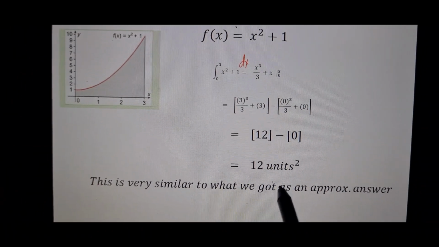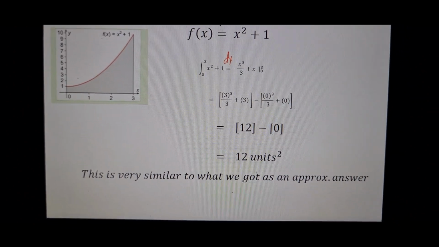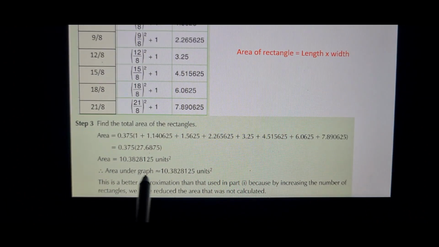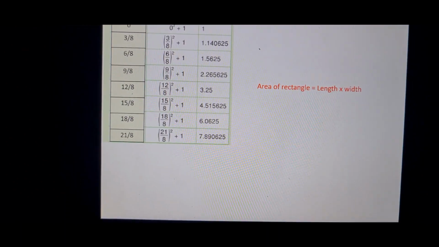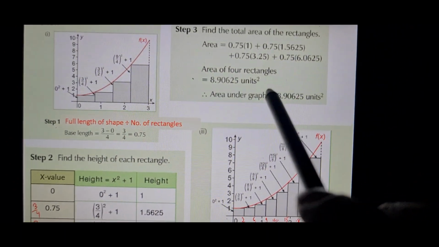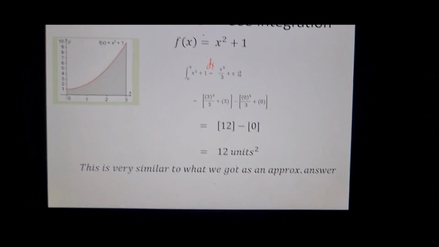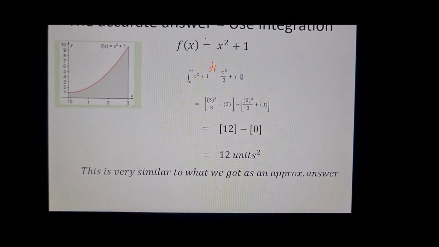So you can see it is similar to the answers we got for our approximations. So our approximation here, when we had the 8 rectangles, was 10.38. When we only had the 4 rectangles, it was 8.9. So obviously we are getting the accurate answer of 12, but it's not too far away from what the 2 approximate answers were.